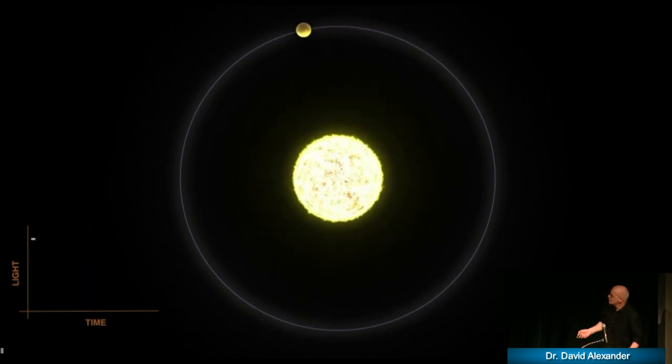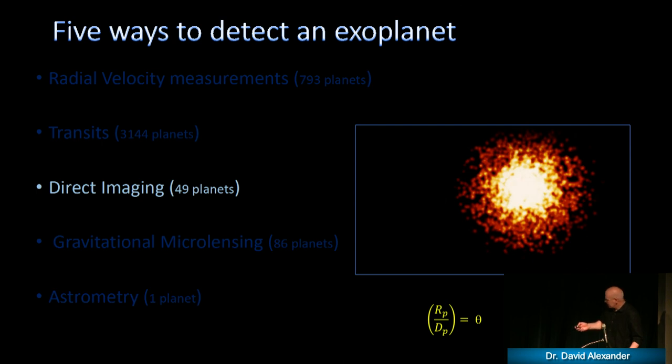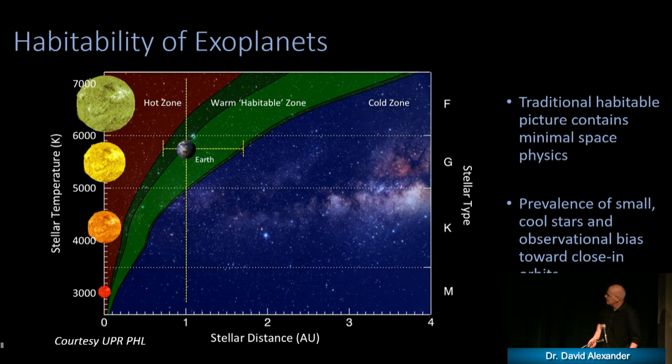So these are the two main methods. There's some that we see with direct imaging, but let me just skip that. So we detect planets, and we're biased observationally towards large planets close in.